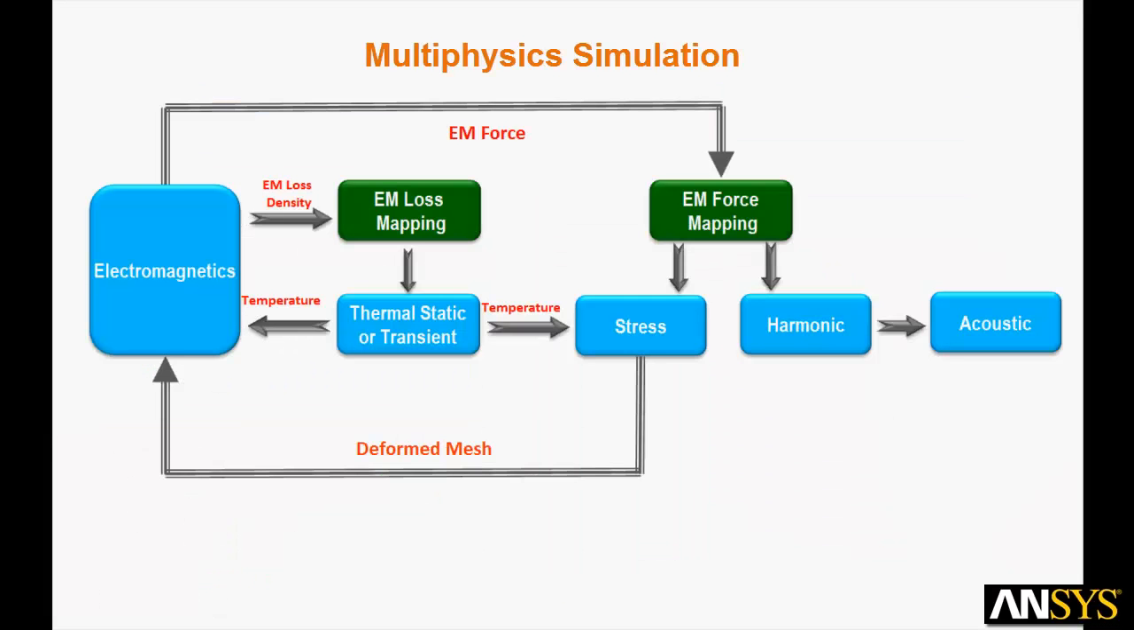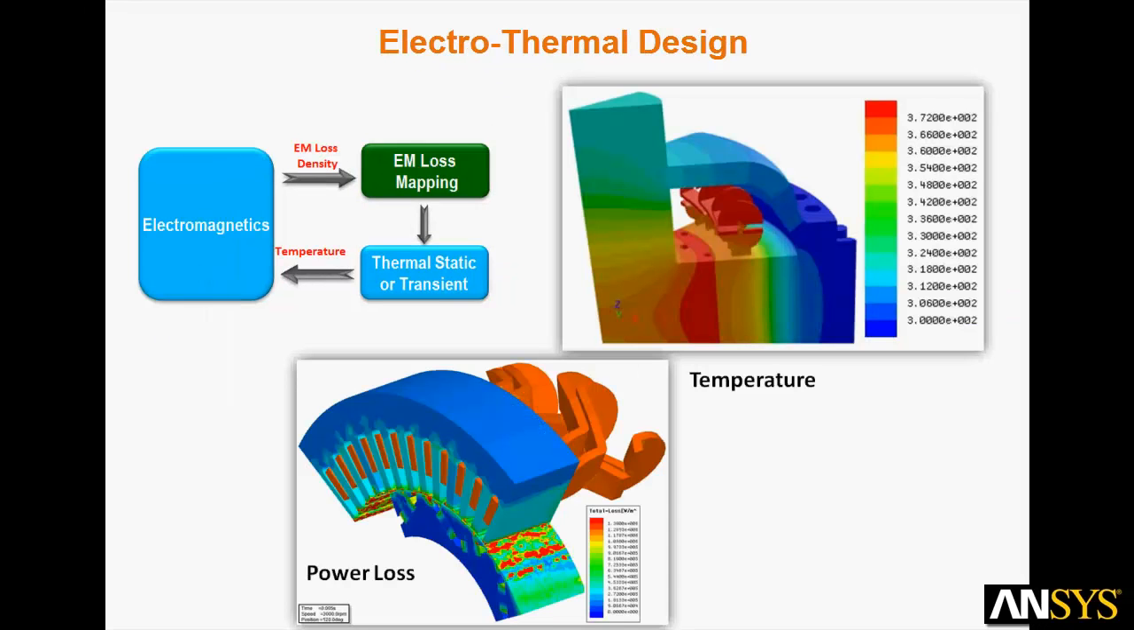For the final example, we show comprehensive multiphysics simulation of an electric machine. This flowchart depicts the process whereby electromagnetics is used to drive thermal simulations, stress analysis, harmonic analysis, and finally acoustic noise. The mapping functions that you see are handled automatically in the Ansys Workbench environment. The first step is electro-thermal design. Maxwell is used to simulate electromagnetic fields and the associated electromagnetic power loss density.